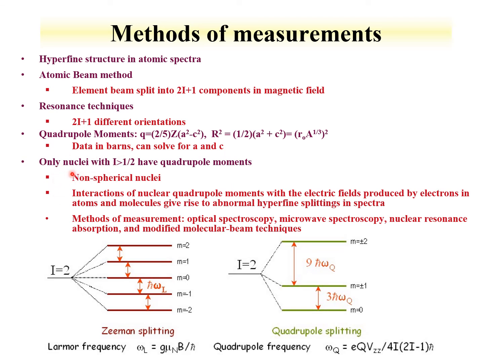Nuclei with spins greater than 1/2 have quadrupole moments, tend to be non-spherical, and the interactions of nuclear quadrupole moments with electric fields produced by electrons can give rise to hyperfine splitting in spectra. These can be measured with optical and microwave spectroscopy, NMR, and molecular beam techniques. So this is information you might have seen in other courses, and how it relates to our understanding of the nucleus, particularly in terms of the magnetic properties of the nucleus, and that's derived from the spin of the nucleus.